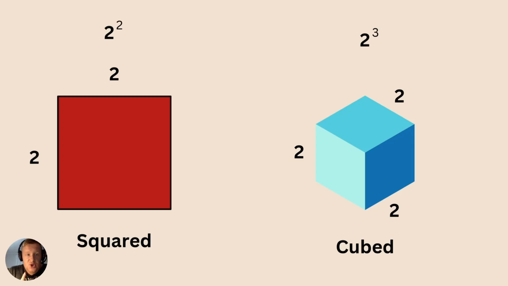And 2 over the power of 2 is 2 squared, or 3 squared, or 4 squared. It doesn't matter which number. Number over the power of 2 is always squared. 2 over the power of 3 is cubed. So as you can see, 2 times 2 times 2 would make 8, which means it's 8 cubic meters.